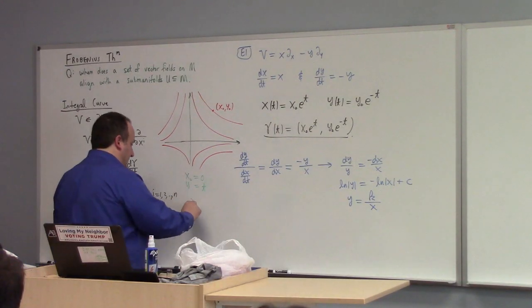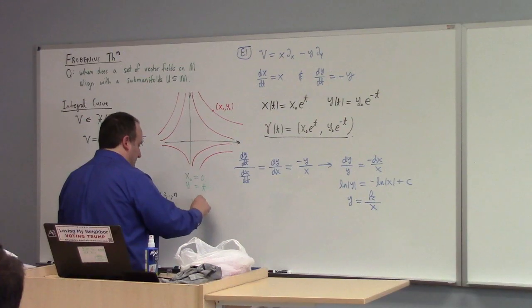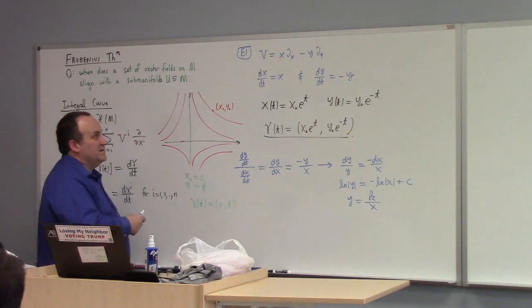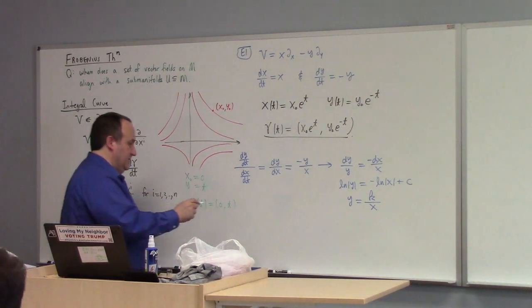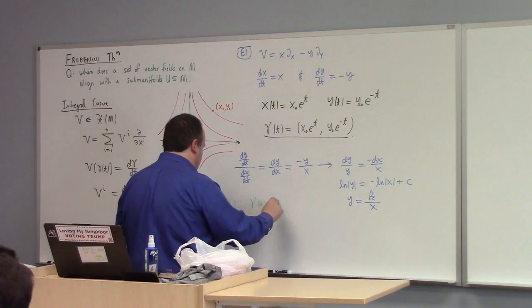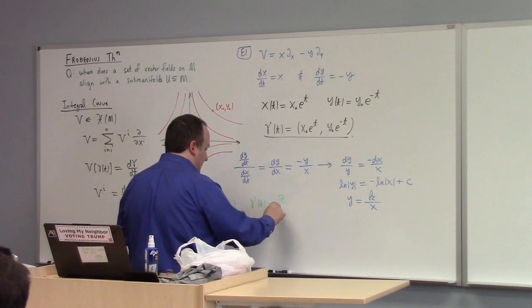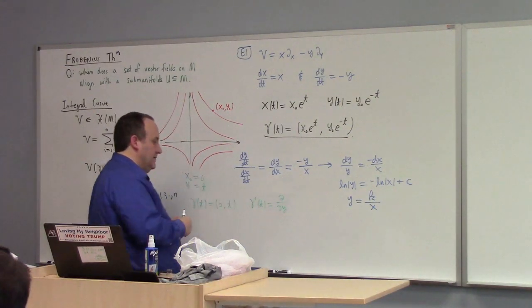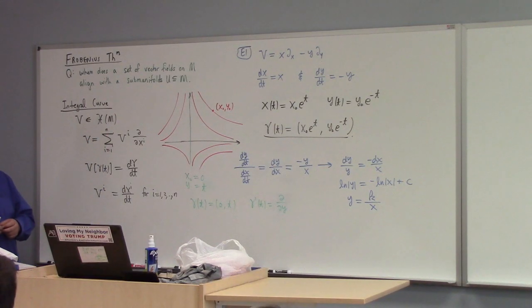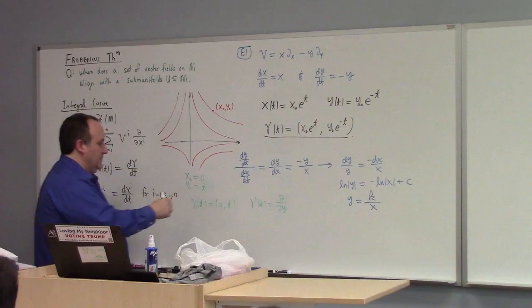In other words, if I put gamma of t equal to, say, 0, t, is that an integral curve? If I calculate gamma prime, I have just partial y, right? Yeah, I don't think that works. I need to have that.